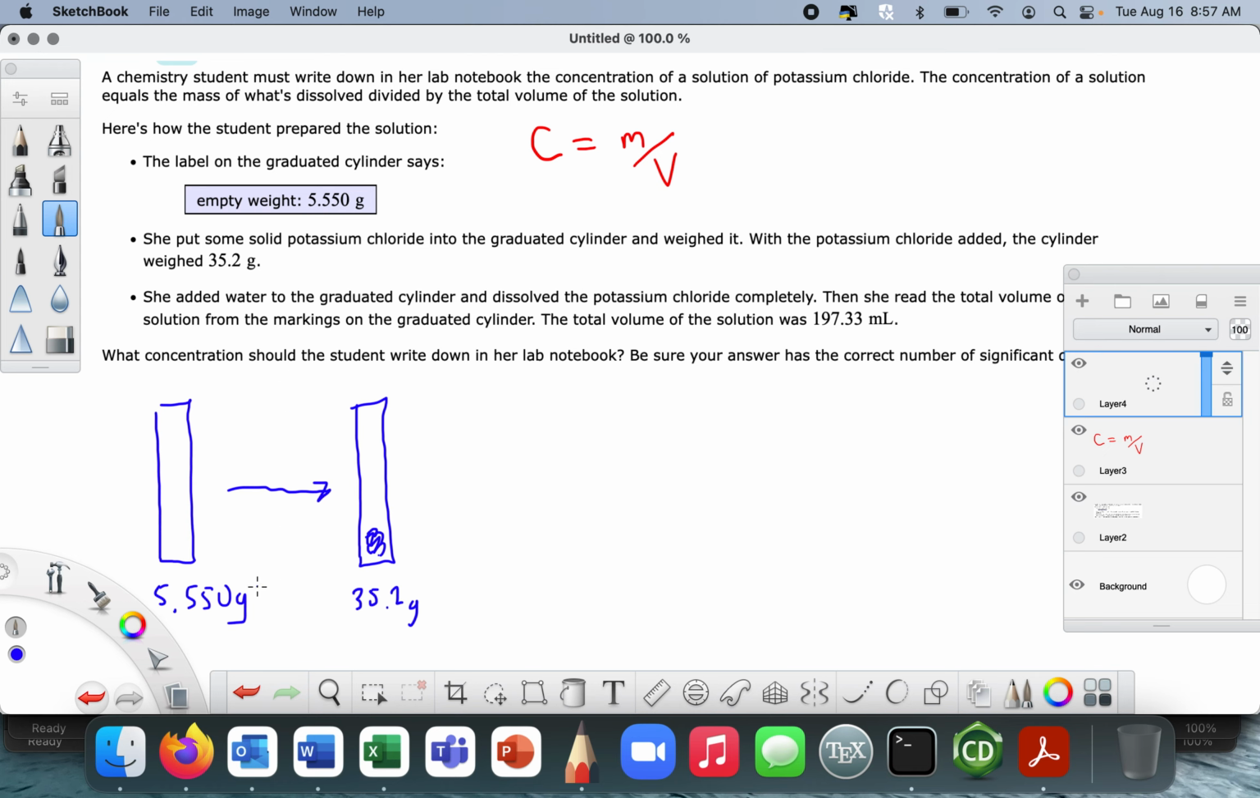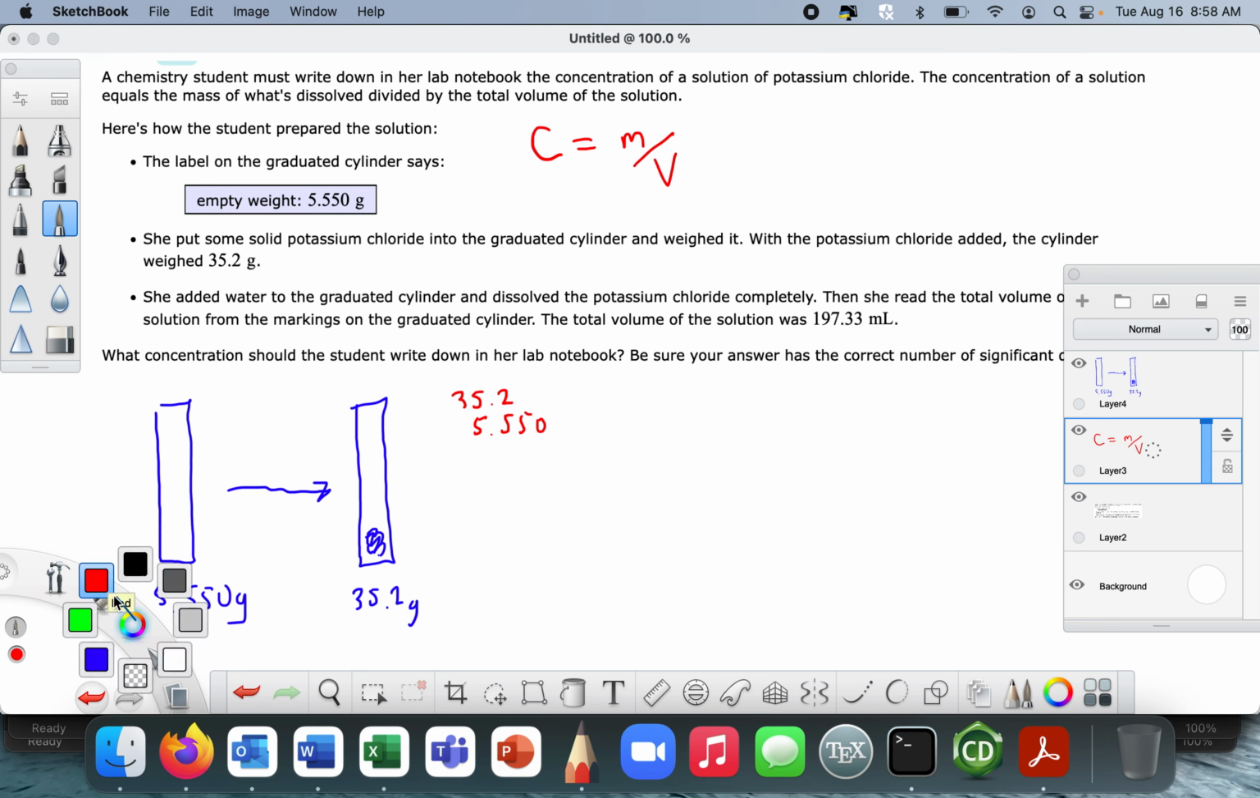Now, what's the mass of the potassium chloride? Let's do this first. Well, it looks like it's about 30, right? It was about 5.5, and then we had 35.5 with it in there, right? So we have about 30 grams in there. But let's do the actual math for that. Let's go back to this layer, and we'll put it in red. It's going to be the difference between the two, right? 35.2 grams and 5.550 grams, right?